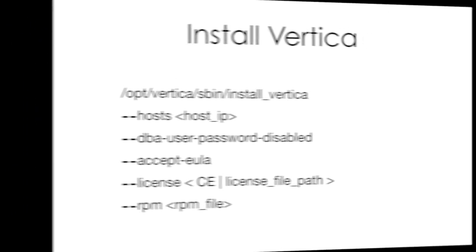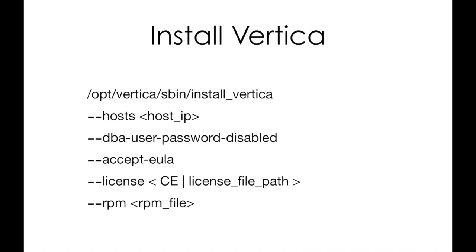And done. Okay, now we're going to run the install_vertica command. That's in /opt/vertica/sbin/install_vertica. The options we're going to use are hosts. You'll need a comma-separated list of hosts. Because this is a single node cluster, we're just going to put the IP address of our VM. I'm going to disable the DBA user password just because this is a test VM.